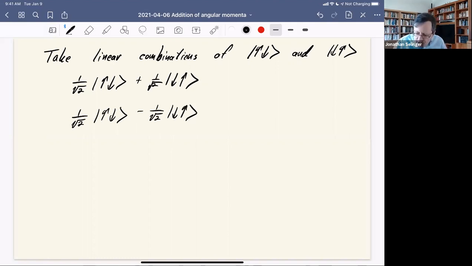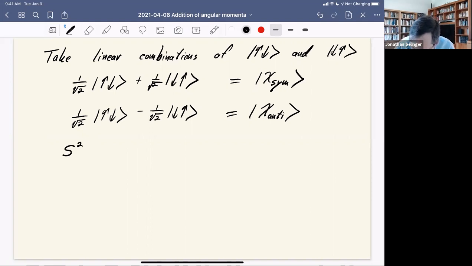This kind of combination is called a symmetric state, and I'll write that as chi-symmetric. It's symmetric because up down and down up come in equivalent ways. And the second one is called an anti-symmetric state, because up down and down up come in as negatives of each other. Okay, so now let's let S squared act on those states.